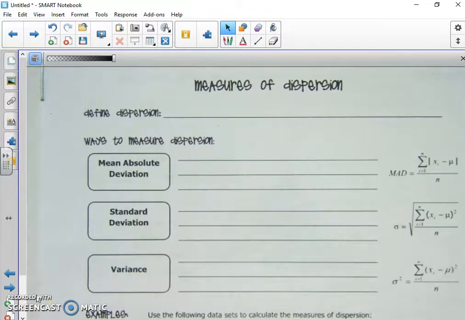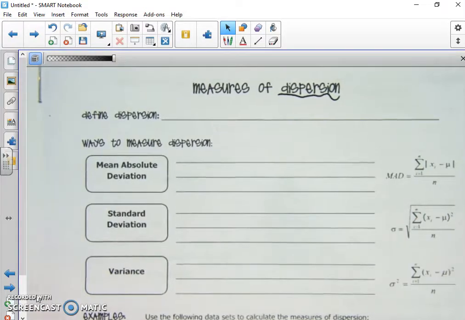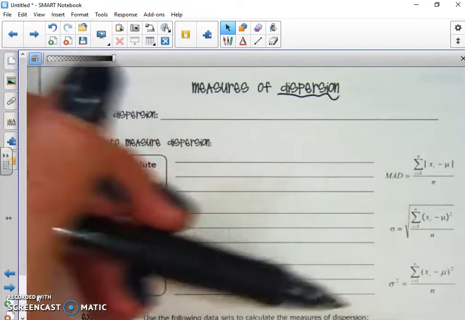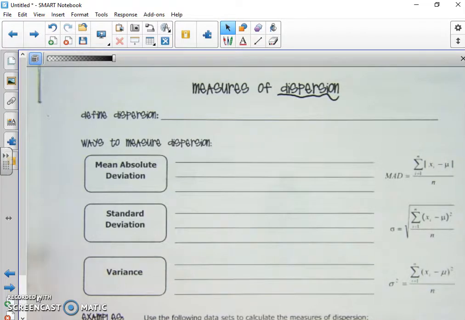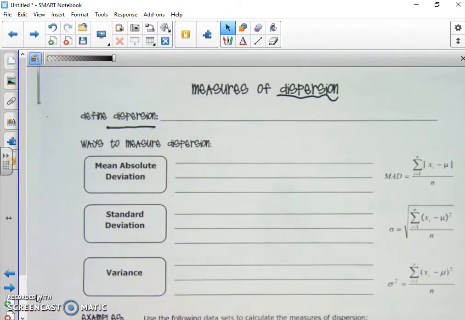For our homework notes tonight, we're going to be talking about measures of dispersion. There are some weird looking formulas going on, but we're going to simplify it as much as possible using our calculator. So first we need to define dispersion.